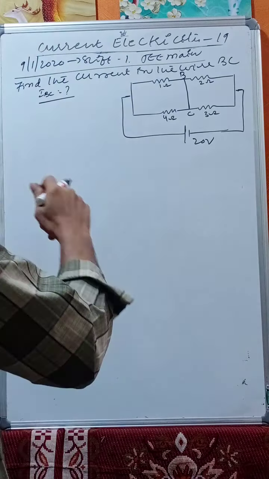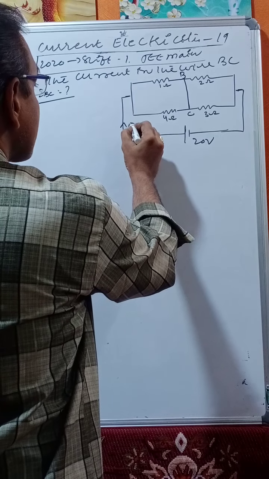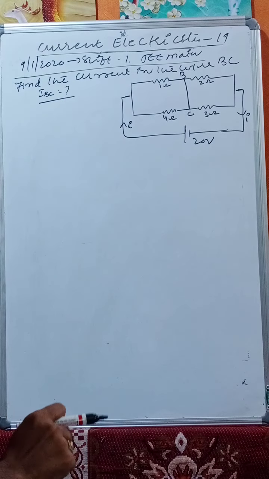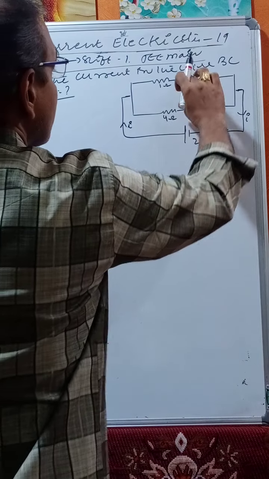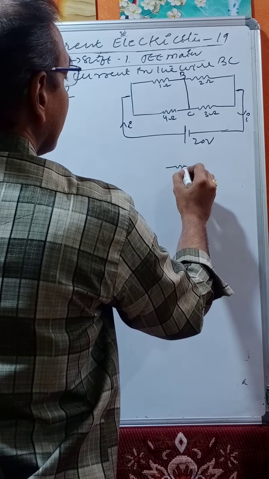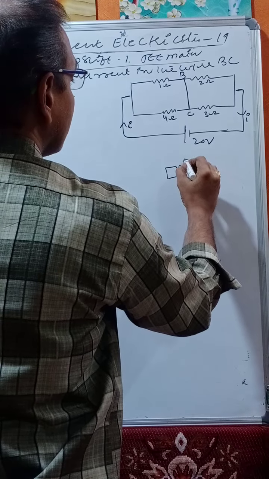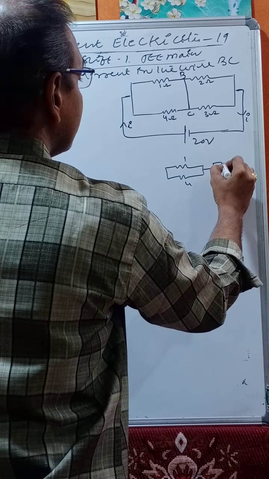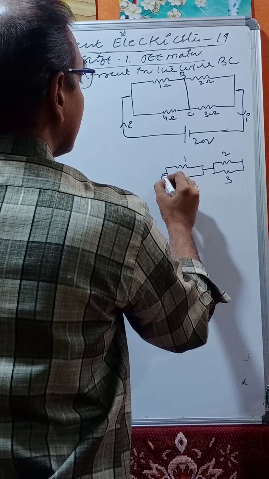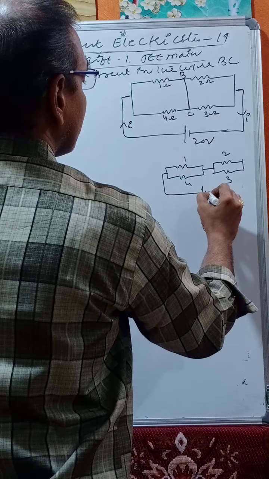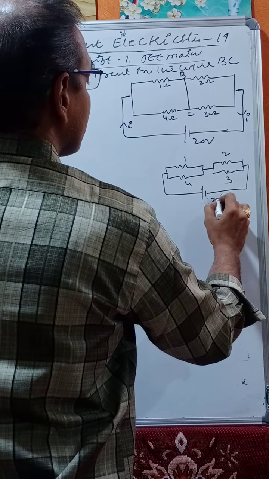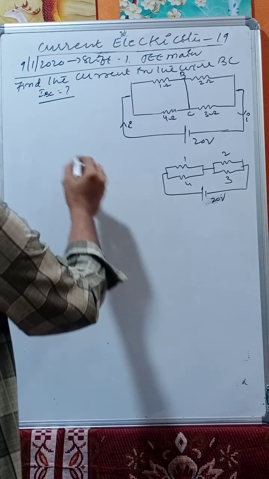If you look at this, the current here is, let us say, I, and this current is also I. The total current entering is the total current going downwards. Now these two are parallel: 1 in parallel with 4, and this is 2 in parallel with 3, and this is a potential of 20 volts. Now what is the effective resistance?